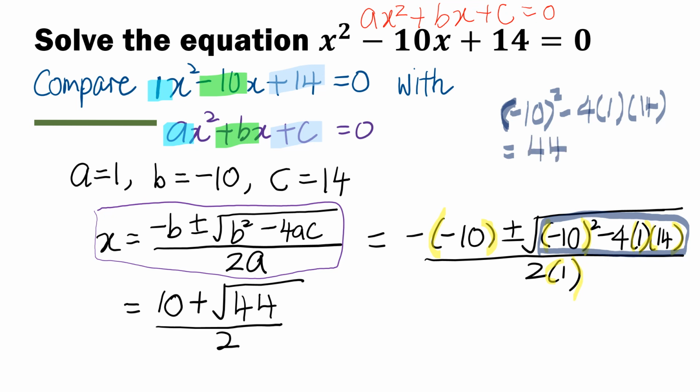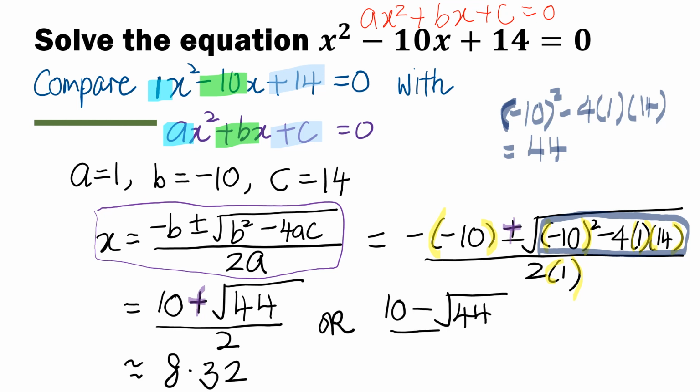All right, so one positive answer, which is what we have here, and then again use your calculator to work it out. Put it to 3 significant figures. Okay, if the question did not ask you for the degree of accuracy, like never tell you to put to 2 decimal places or 4 significant figures, whatever, then your final answer should be 3 significant figures. Okay, so the other answer will be 10 minus square root 44 over 2. And again, use your calculator to work this out. You should get 1.68.